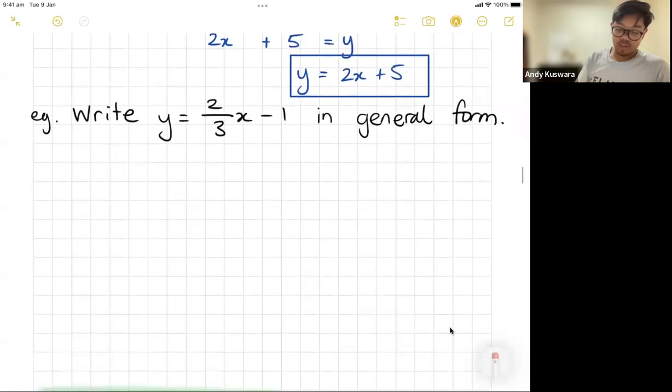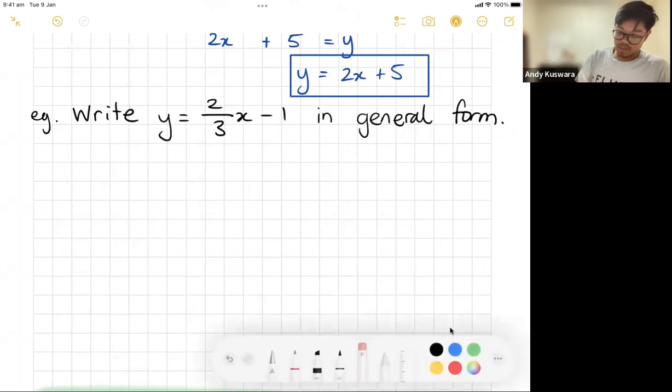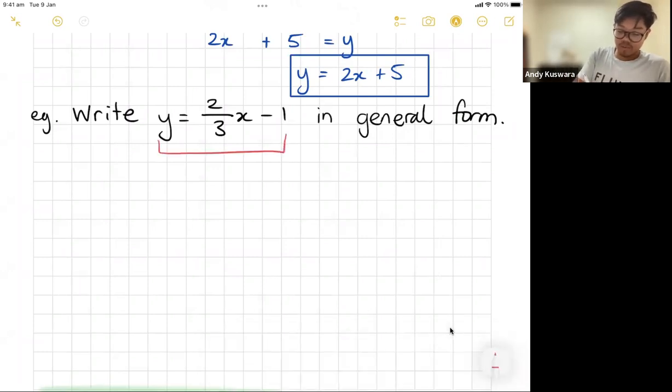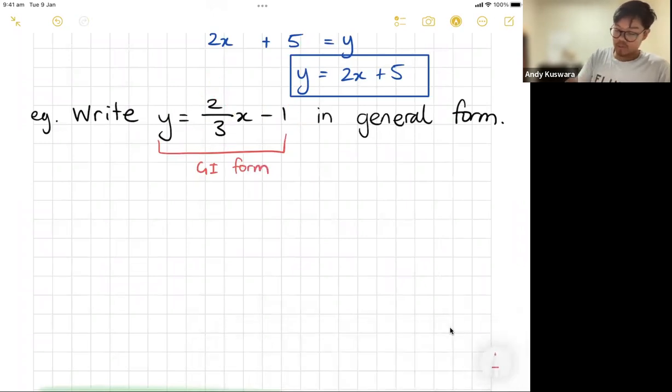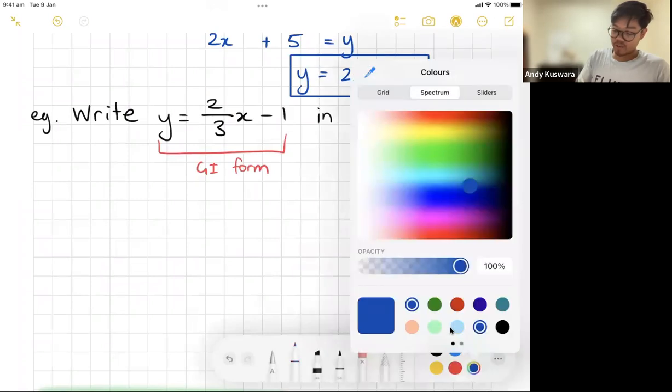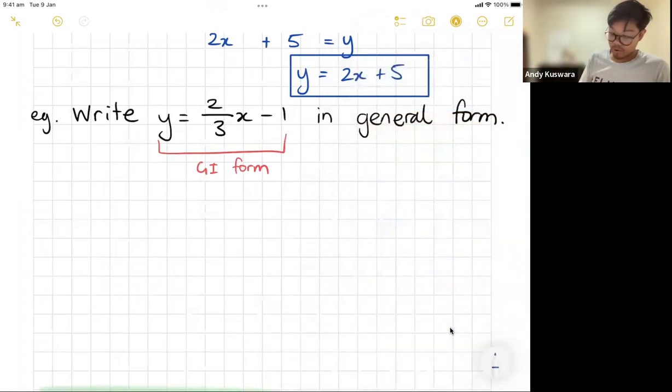Now, often we'll ask you to do the other way around as well. So we'll write y equals 2 on 3x minus 1. We can see this one here is in gradient-intercept form because it's y equals mx plus c, and there's your c. What we're going to do is change it into our general form. So I want to make it equal to 0.